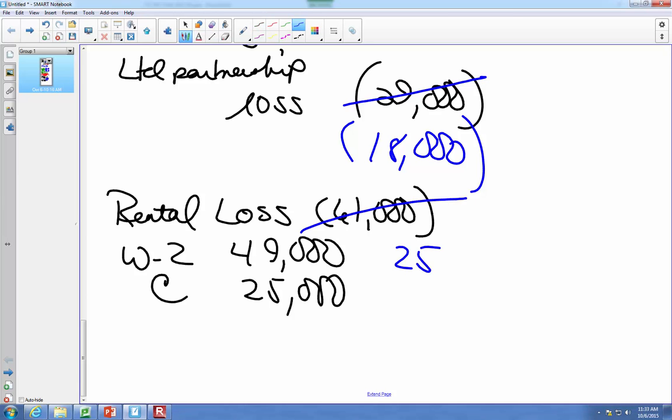Always limited to 25. Right? Always limited to 25. Schedule C, sorry. Okay. Scenario 1, how much do I get in my rental loss? 25 grand.